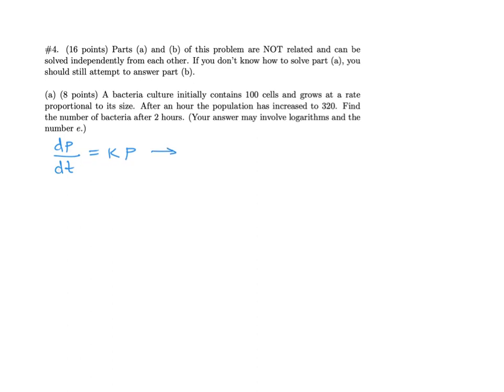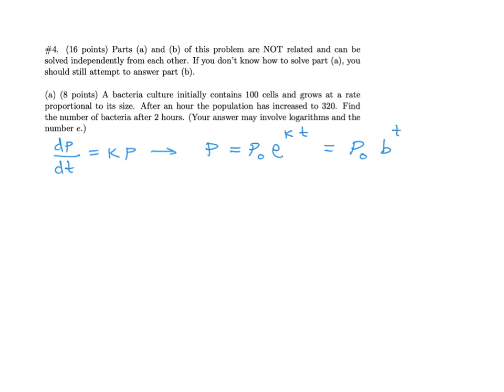And this differential equation has a solution, P, which is equal to P naught times e to the k t. And you could actually also represent this as P naught times some base b to the power of t. You can actually use either of these equations. This solves this differential equation.